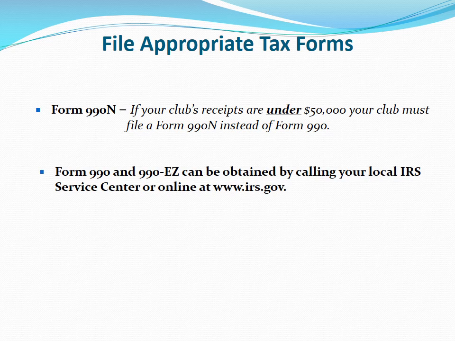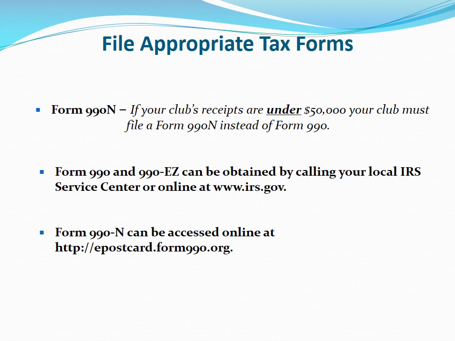Forms 990 and 990EZ can be obtained by calling your local IRS Service Center or online at www.irs.gov. For Form 990N, access it online at epostcards.form990.org.